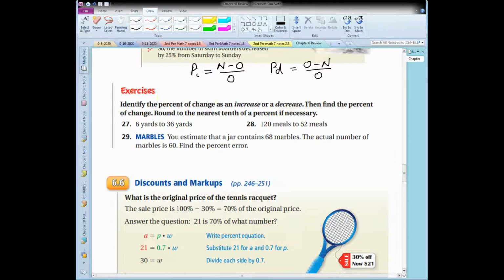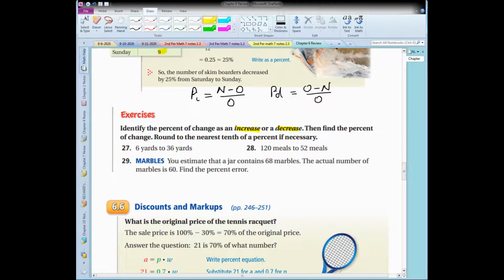Make sure when you read the problem, it says identify the percent change as an increase or decrease. Do that first, all right? Is number 27 an increase or decrease? Is 28 an increase or decrease? Then use one of these formulas to find the percent of increase or decrease.